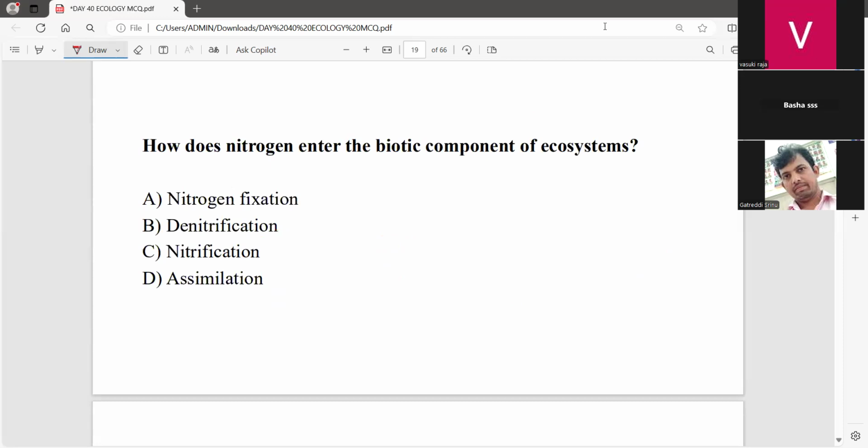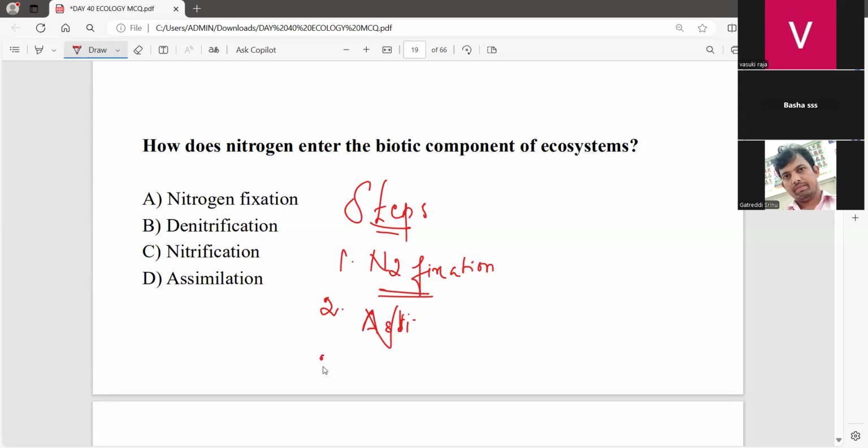Now, how does nitrogen enter the biotic component of the ecosystem? We have studied the steps, right? We have studied the process. And what is that? First will be nitrogen fixation. Initially, nitrogen is present in the atmosphere, and it has to be taken from the atmosphere to the plants. For that, it has to be fixed. That is what nitrogen fixation is. After that, it will be assimilation, nitrification, and after that denitrification. So the order is very important. First thing will be nitrogen fixation, right?